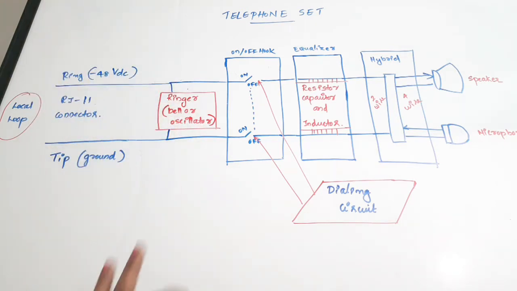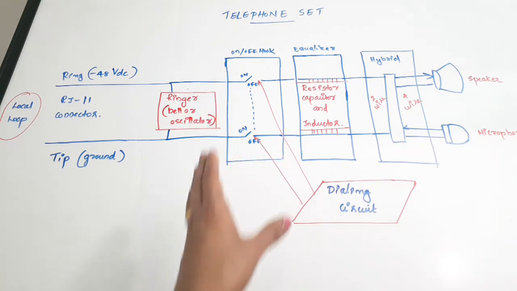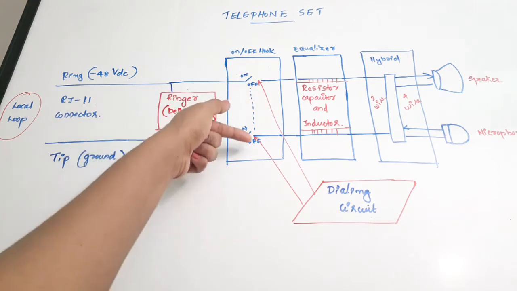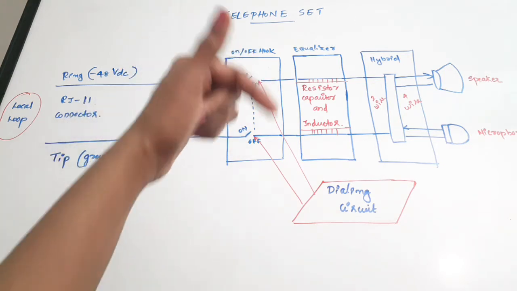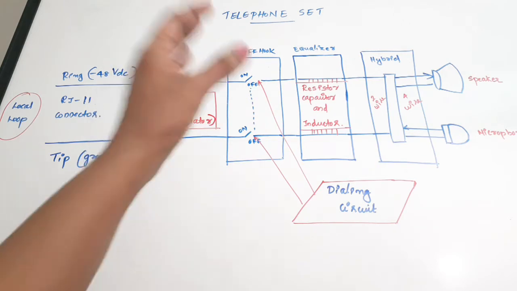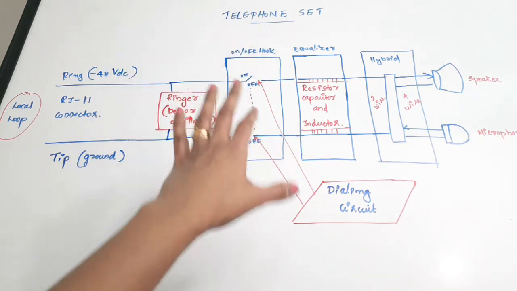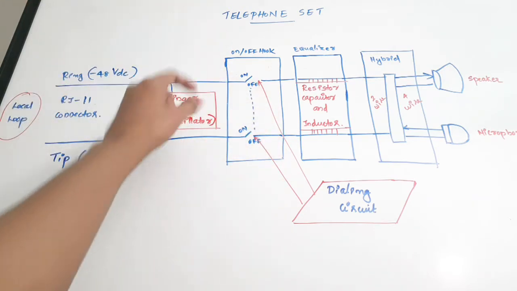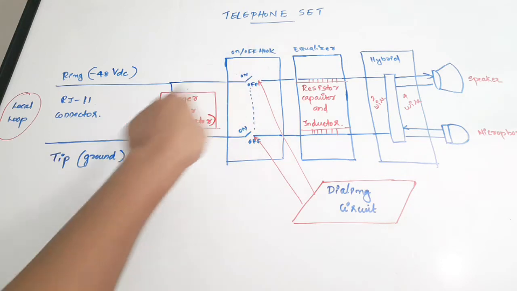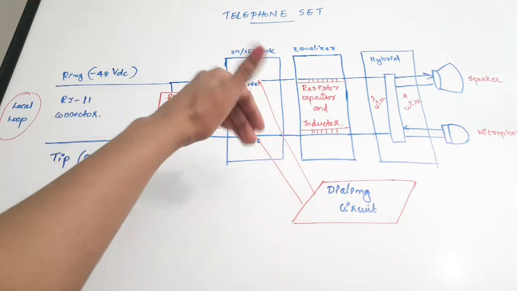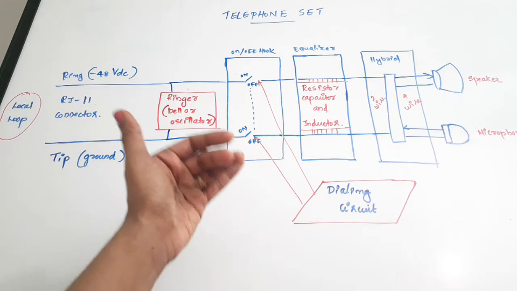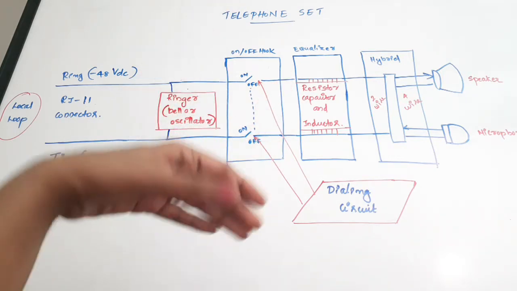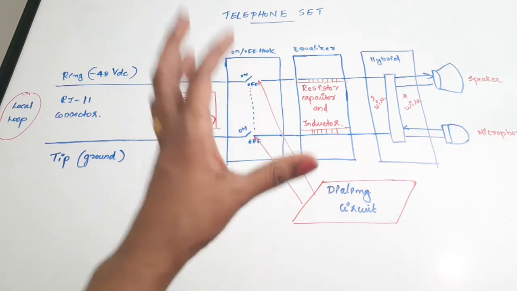The next block present in the telephone set is the on-off hook circuit. You can see there are switches in this on-off hook circuit. It is actually a single throw double pole switch, and it is placed between the tip and the ring. You can see this is the ring wire and this is the tip wire, and between the tip and ring we place the on-off hook circuit. It establishes a mechanical connection to the telephone handset.